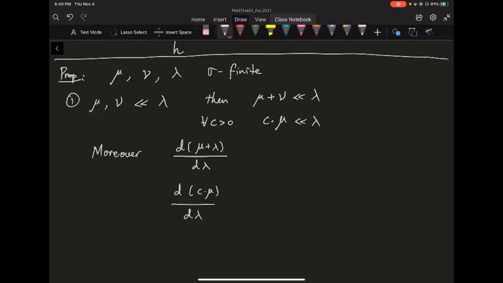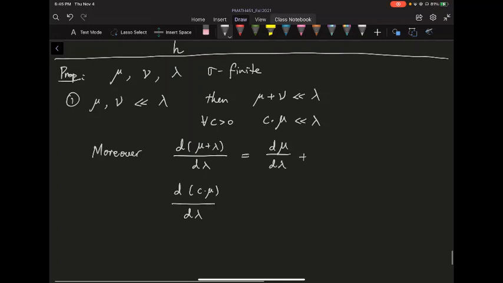They're just going to be what you expect them to be. So in the first one, when you take the sum, the Radon-Nikodym derivative of the sum is just the sum of their Radon-Nikodym derivatives. So this is just going to be the sum. This should be a nu here. So d mu over d lambda, plus d nu over d lambda. Of course, this is almost everywhere lambda. And the second one, you can pull out the scalar: it is c times d mu over d lambda. That's almost everywhere lambda.